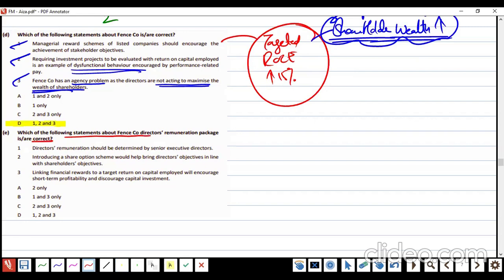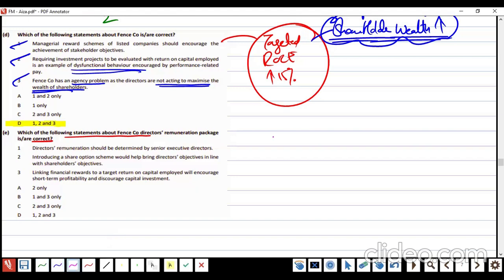Okay, let's see which option is correct or which option is wrong. So which one do you think? Option number B. Let's see now. Number one, director remuneration should be determined by senior executive directors.